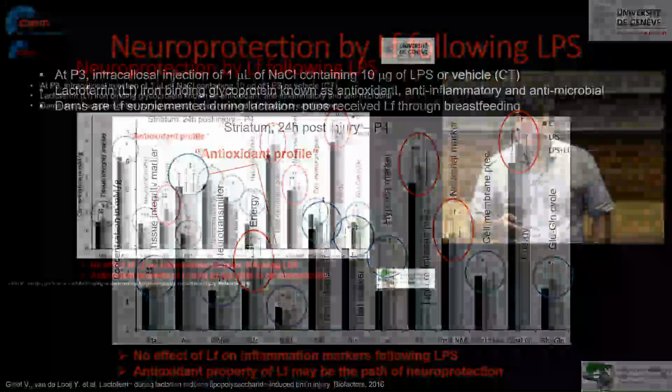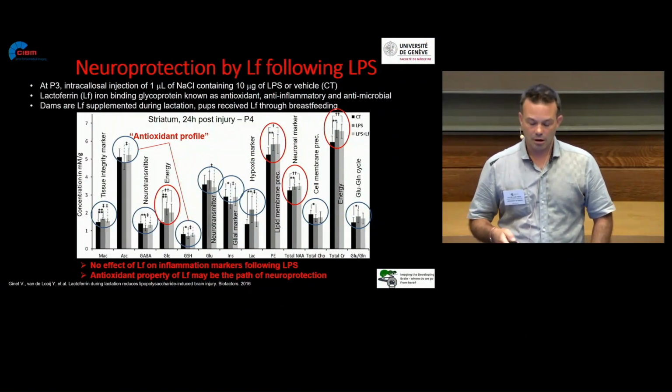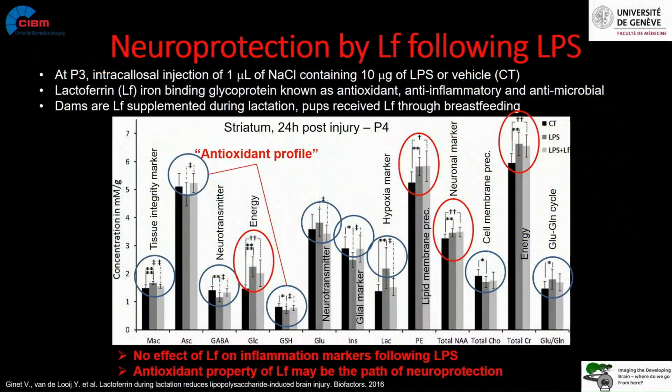We also used this technique to assess the effect of lactoferrin as a neuroprotective strategy on inflammatory models. So it's also a rat brain where we do intracerebral injection of LPS or NaCl. And we use lactoferrin, which is an iron-binding glycoprotein, which has several interesting properties. Antioxidant, anti-inflammatory, and antimicrobial. And the idea was to supplement the dams with lactoferrin during lactation, and that the pups receive the lactoferrin through the breastfeeding.